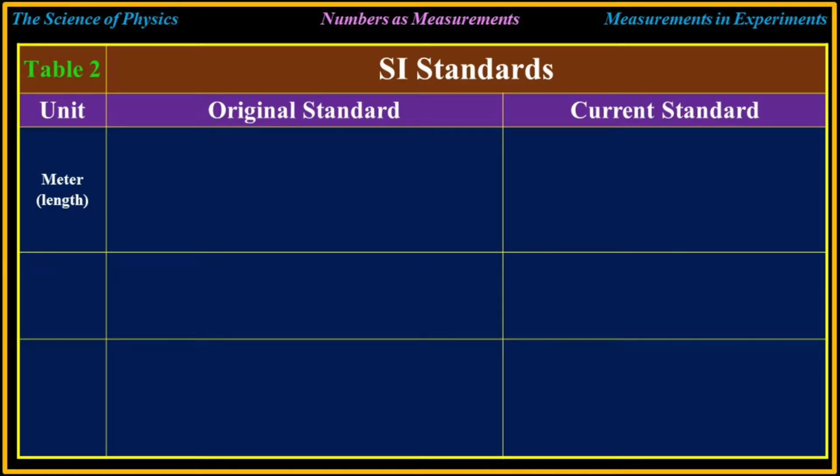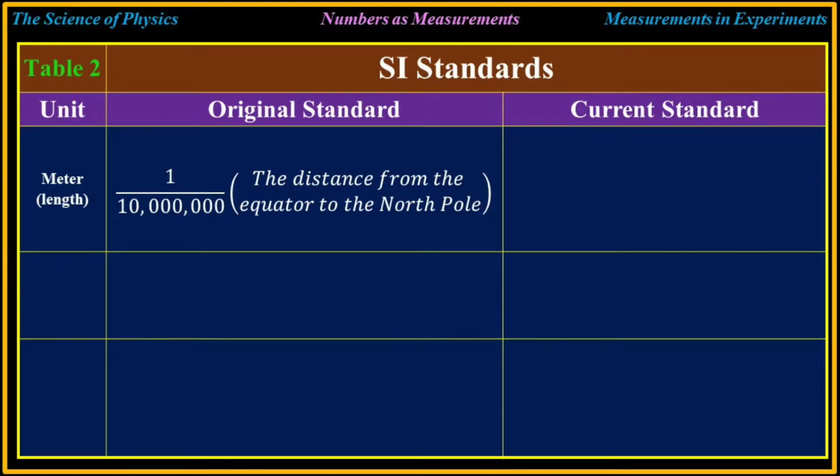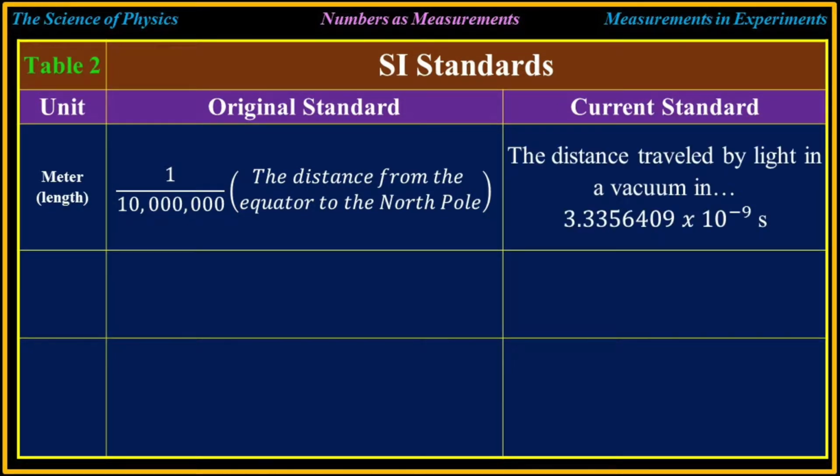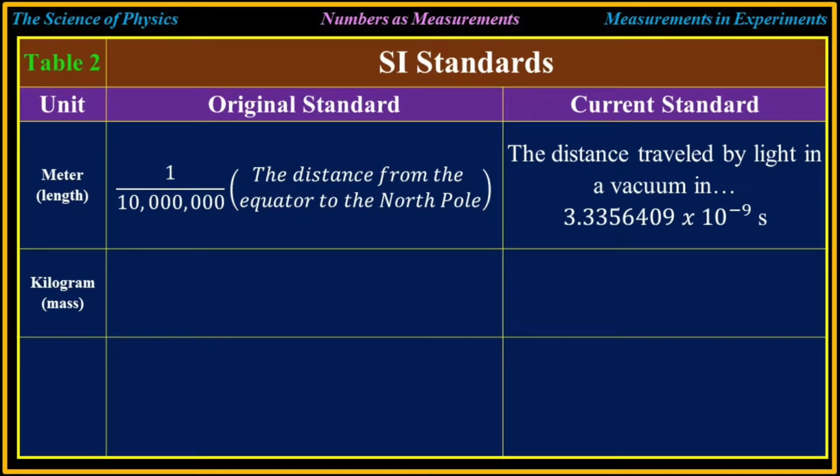The meter is the first. What this is going to do is define where the actual meter came from and then what the current distance is. This is 1/10,000,000th the distance from the equator to the North Pole. Sounds like an awfully difficult unit. The distance traveled by light in a vacuum in 3.3356409 times 10 to the negative 9 seconds. Seems like a very scientific way of doing it.